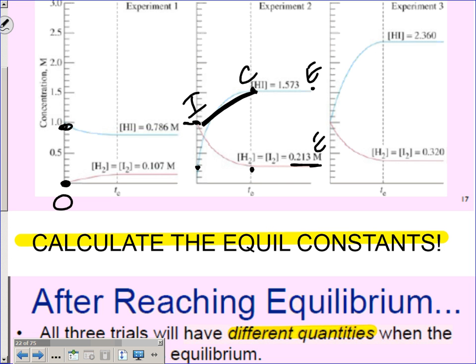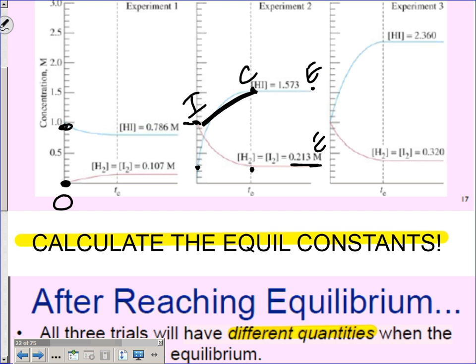So the slope of the blue line is twice as much as the red line? That's a good point. The change for one reactant or product will be different from another reactant or product based on their stoichiometric relationships. Yes, that's a true statement. This is changing twice as fast as this one down here is. And we're going to see that in a table too.